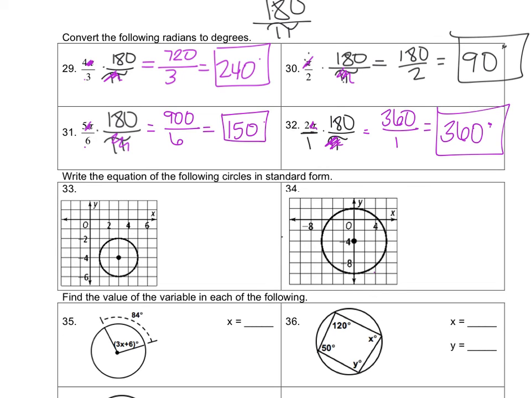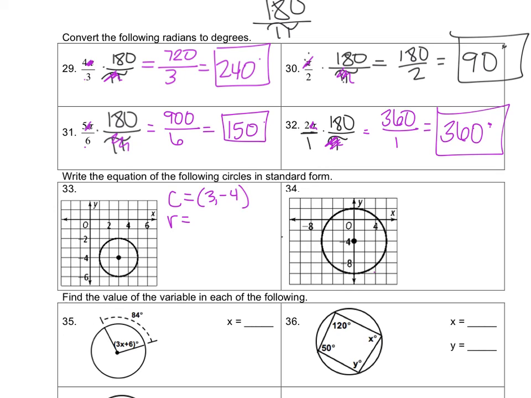Okay, so for 33 and 34, it says write the equation of the following circles in standard form. So remember, the first part of your equation comes from the ordered pairs of your center, and it's going to equal your radius squared. So we need two things. We need to find our center, and then we need to find what the length of our radius is. Well, our center is right here, and this is positive 1, positive 2, positive 3, and then how much do I go down? 1, 2, 3, 4. So my ordered pair is 3, negative 4.